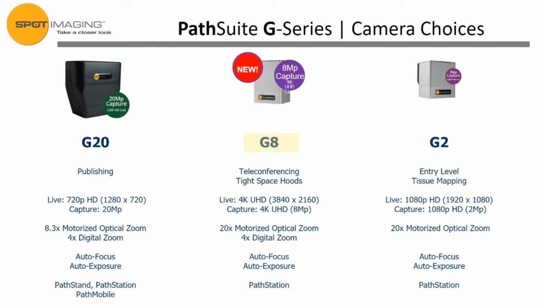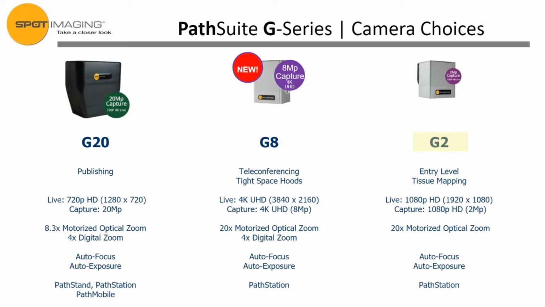It has a 20x motorized zoom, so you have a nice wide field of view to a very tight, high magnification. It has a 4x digital zoom that expands that. It also has autofocus, auto exposure. Currently, it's available in the PathStation series, and we hope that in the coming quarters, we'll have releases for the PathStand and PathMobile.